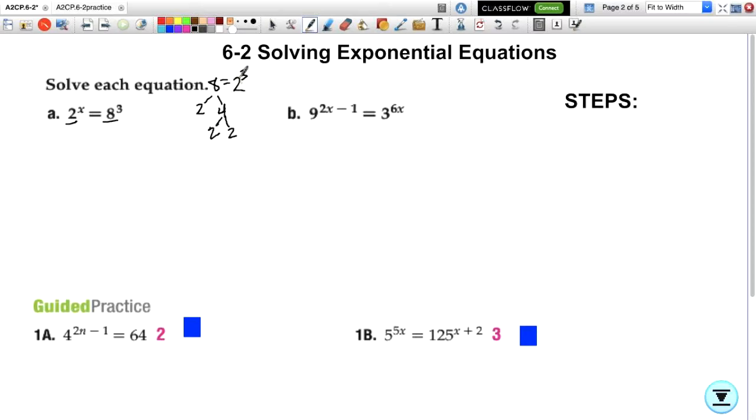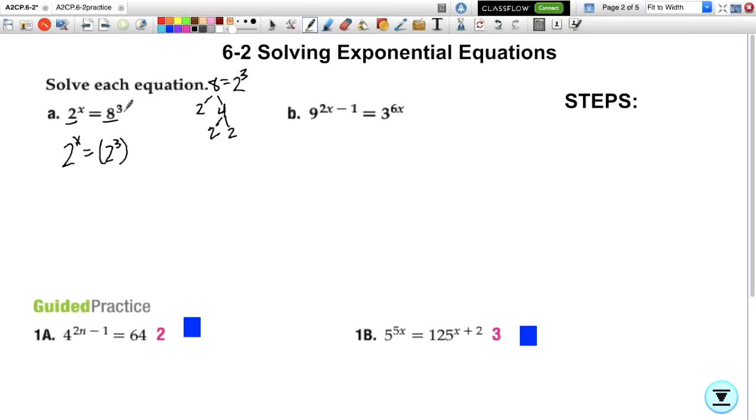Now I notice this base and this base are going to be the same, which means there's something cool we're going to be able to do in a second. So I'm going to bring down my 2 to the x power. I'm going to take out this 8, and instead of 8, I'm going to put in there 2 to the 3rd. And 2 to the 3rd, like we just discussed, is the exact same thing as 8. So I just replaced this with this.